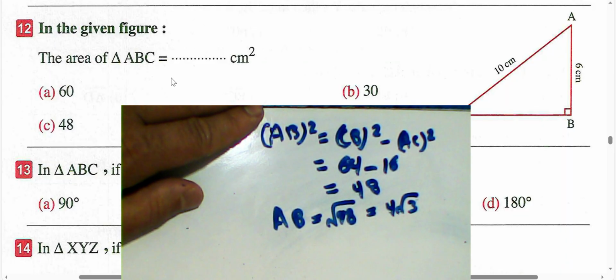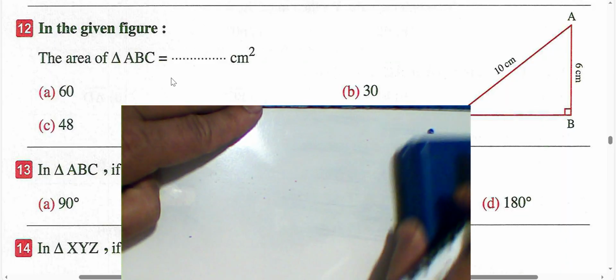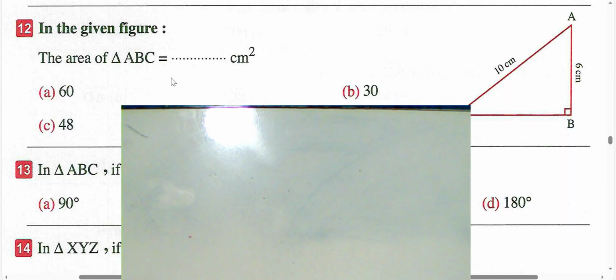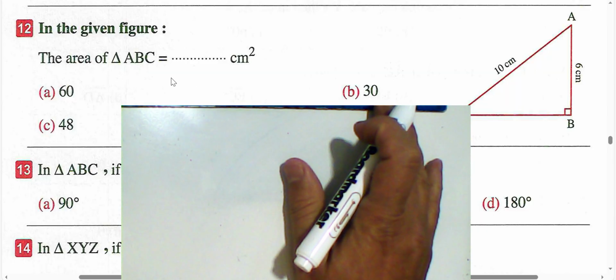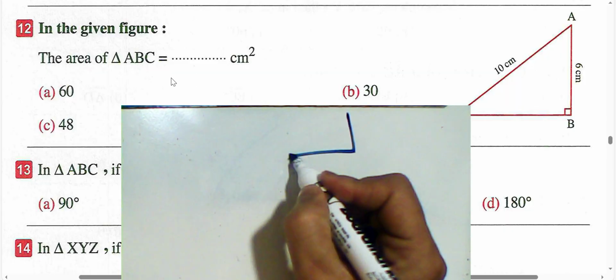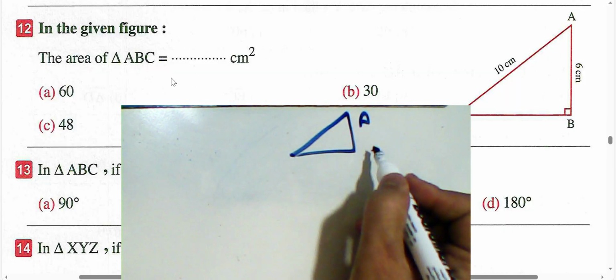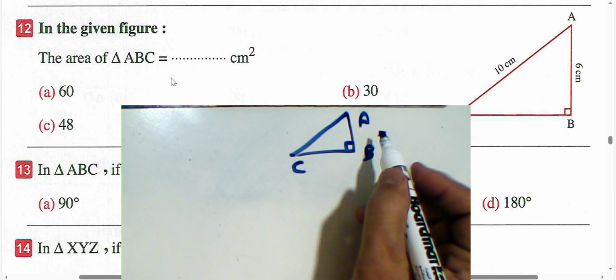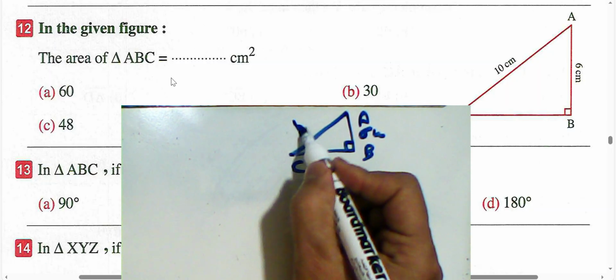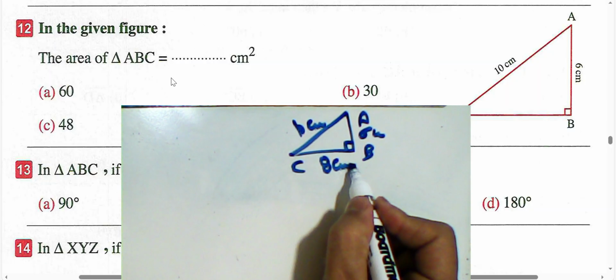Example number 12. The area of the triangle equals? We know the area of a triangle equals half times base times height. We have triangle APC, right angle triangle at P. We have this side length 6 centimeters and 10 centimeters. This side length will be 8 centimeters from Pythagoras.